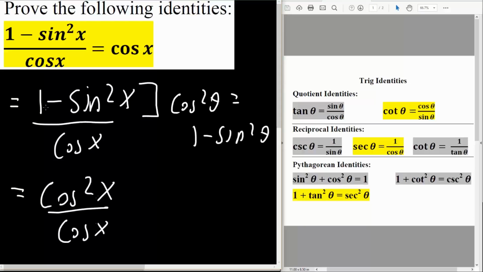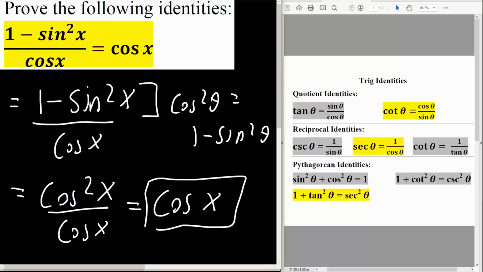And just to recap, 1 minus sine squared x is very close to this. If we rearrange this, we would get cosine squared theta is equal to 1 minus this term right here. And that's why we replace this with cosine squared theta. So cosine squared x divided by cosine x. We could cancel out the cosine x in the denominator, and we would be left with cosine x. And so we just verified that this would in fact give us cosine x. And that's all we need to do to verify these trig identities.